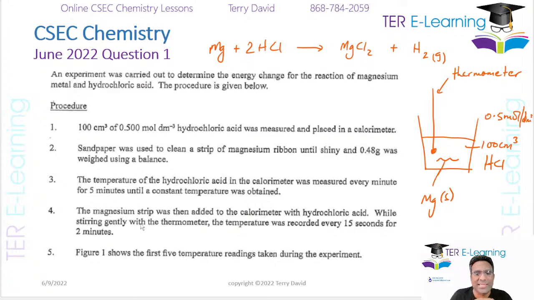The magnesium strip was then added. So in step 4, you're adding the magnesium strip, but you're recording the temperature of the hydrochloric acid for 5 minutes first, right? The magnesium strip was then added to the calorimeter with the hydrochloric acid. While stirring gently with the thermometer, the temperature is recorded every 15 seconds for 2 minutes. So initially we had the hydrochloric acid alone inside our styrofoam cup, and you're recording the temperature every minute for 5 minutes. Then we added the magnesium strip, and you're recording the temperature every 15 seconds for 2 minutes. Figure 1 shows the first 5 temperature readings during the experiment, right?